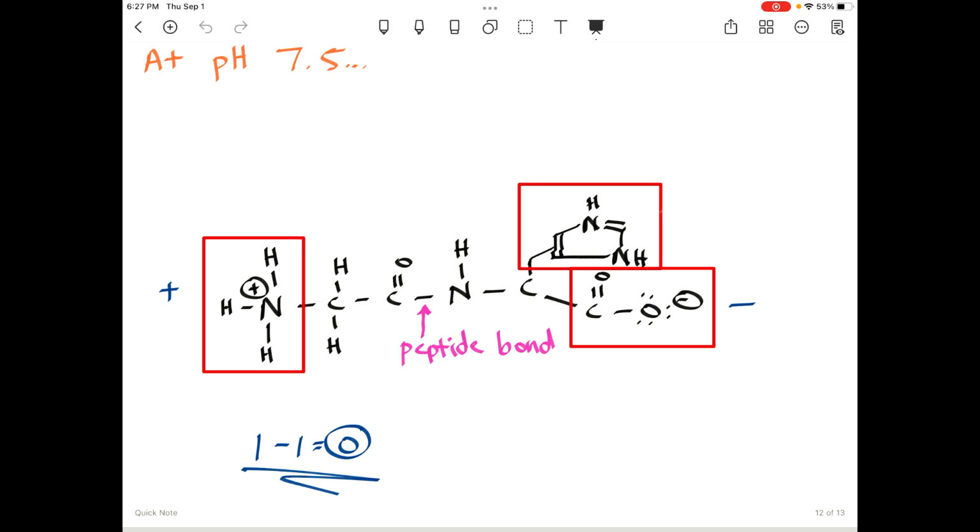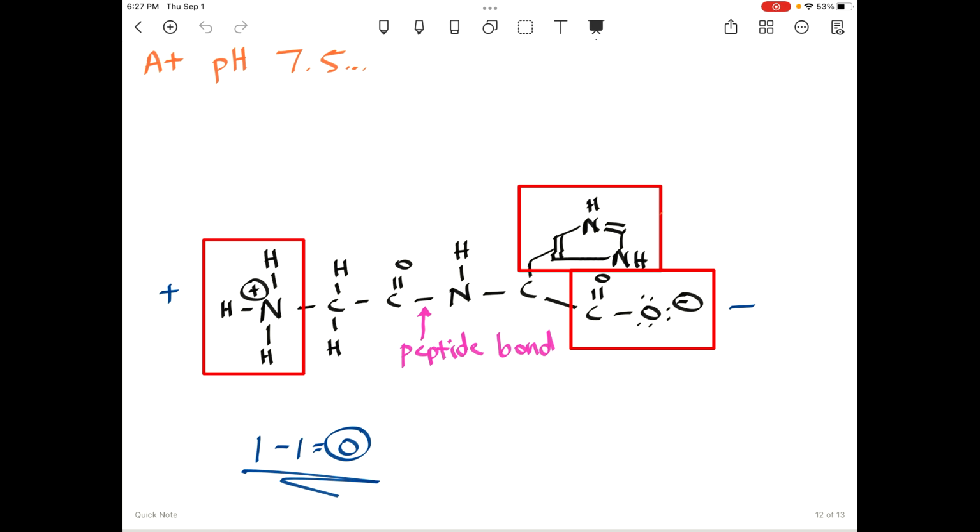Now, what would be the case at a pH of 7.5? So again, the amino group has a pKa of 9.5. So pH is less than the pKa, so it's going to be protonated. So it's going to be a positive charge. The imidazole group of the histidine has a pKa of 6. So now the pH is actually greater than the pKa.